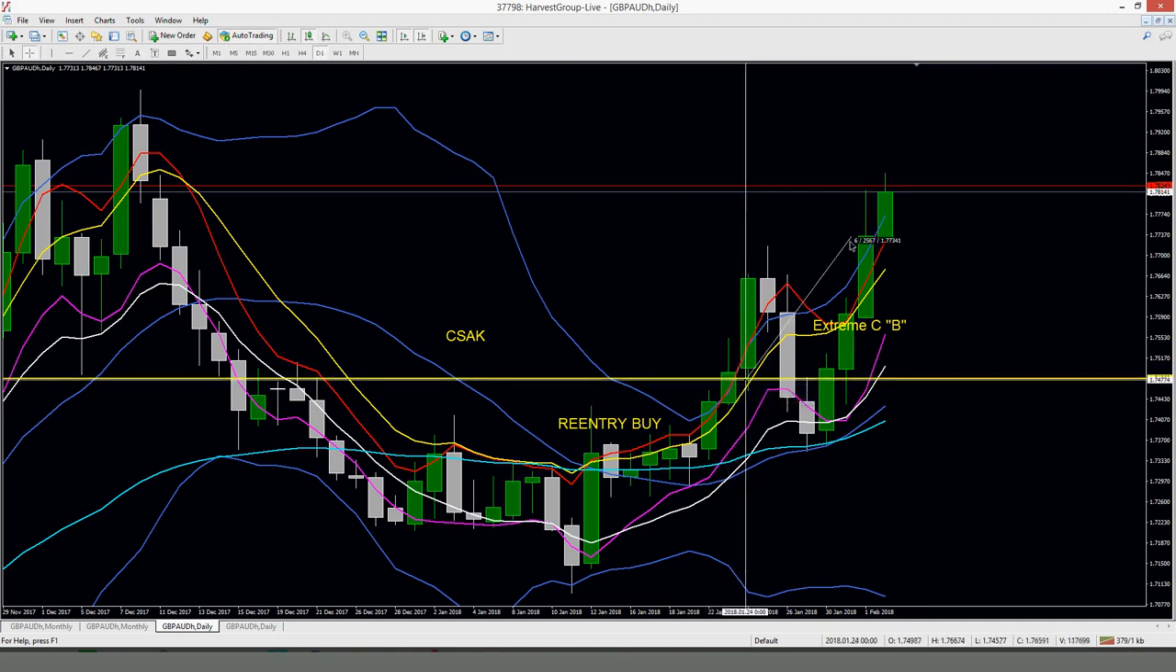Let's say you enter here and you end up over here, you have about 340 pips. That's about $3.40 on a 1 cent entry. However, you won't be able to manage your daily targets.